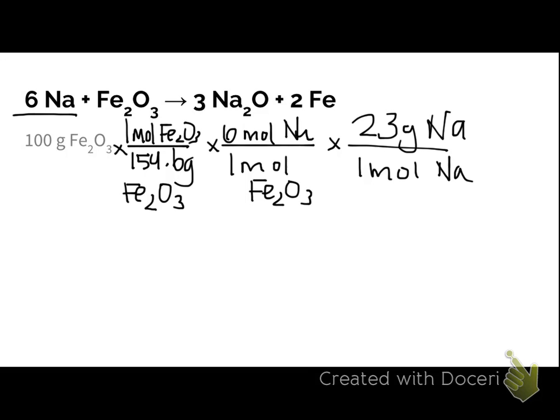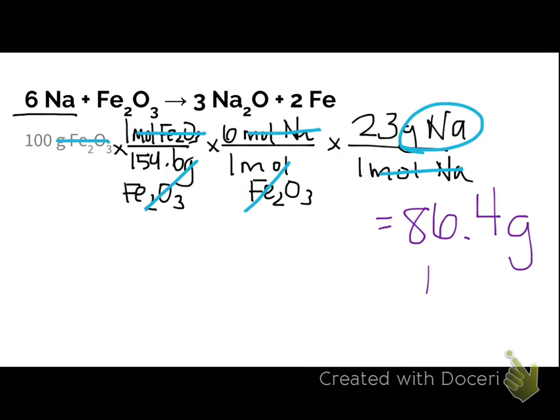Now, you could have done it this way. You could have started with the 100 grams of iron. You could have done it with the 100 grams of sodium like we did in the first part. So let's just make sure that our units are canceling here. Grams of iron 3 oxide, moles, moles of sodium, we're left with grams of sodium. All right, so going through and doing the math here, I get 86.4 grams of sodium, and this is how many grams of sodium I need.